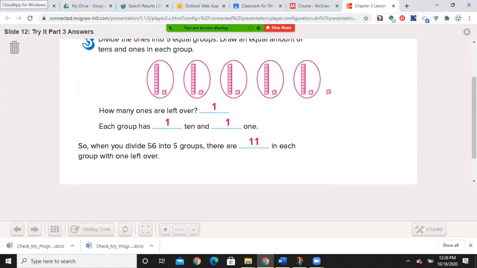There will be times where we'll ask you to determine what to do with that remainder, because maybe it's just discarded, maybe it's put with something else. But in this one, we just want 11, remainder 1. 11 stands for 1 ten and 1 one in each group, and then there will be 1 left over.